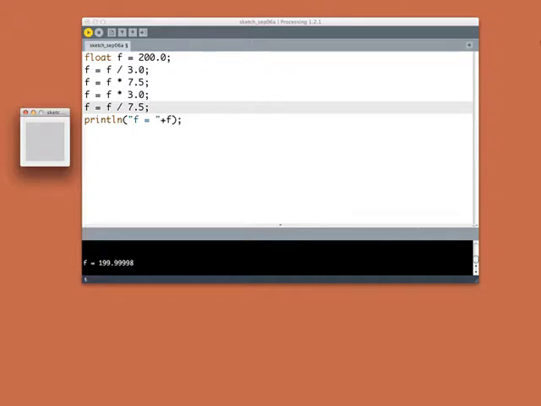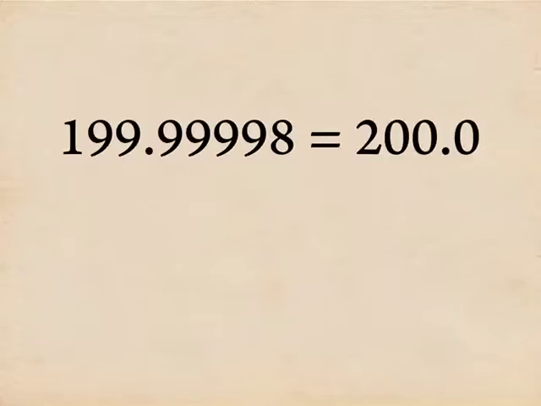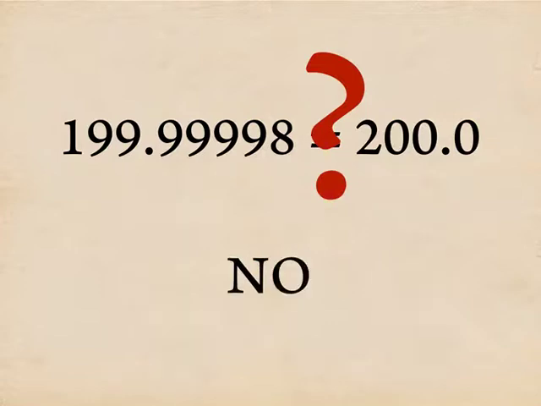But the computer does. If we ask the computer, is the value of f the same as 200, the computer would say no. It doesn't really have any idea of a number being close, but not exact. To processing, if we ask, is this number 200.0, it will simply say it is not. Close doesn't matter. We'll see later that testing a number like this is something we do all the time.